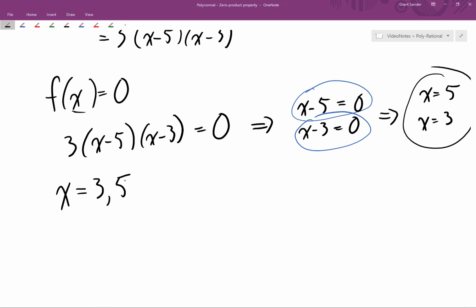So in general, if we have a polynomial in factored form, we can use the zero product property to determine horizontal intercepts just by setting each factor equal to 0 and solving for x.